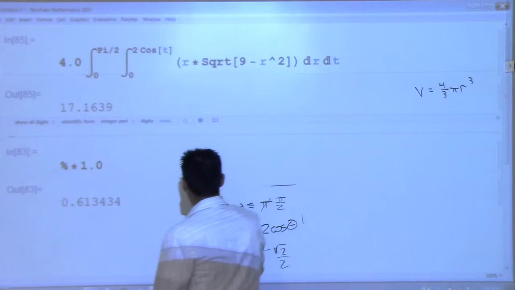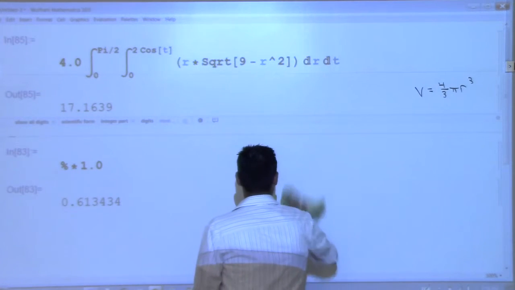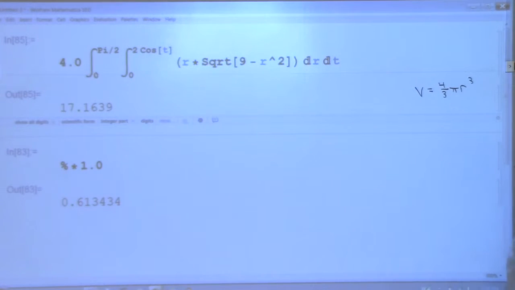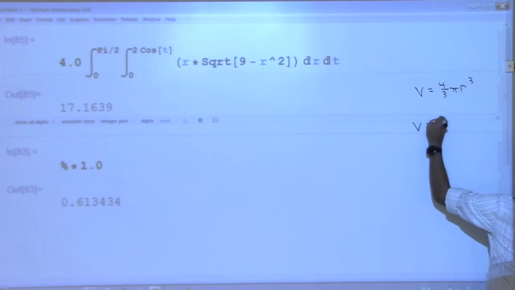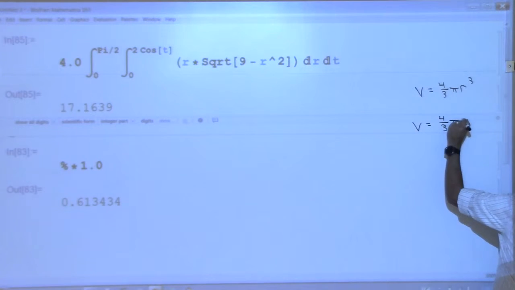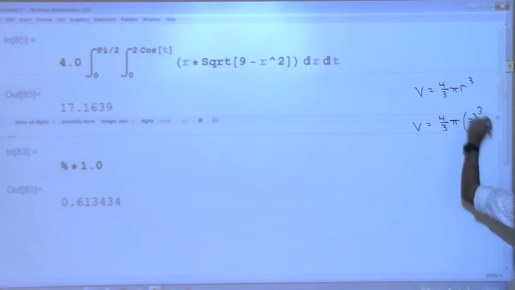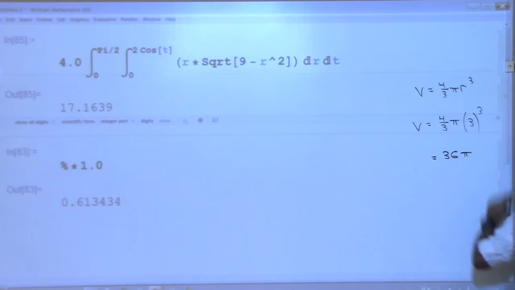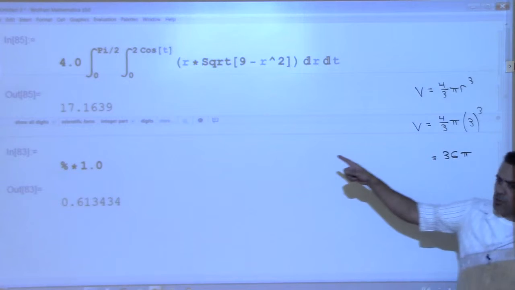So what is the radius of our sphere? Wasn't it 3? 3. So the volume for us is going to be 4/3 pi and then 3 cubed. So 27 times 4/3 is 36 pi. So we want to take 36 pi and we want to subtract that.